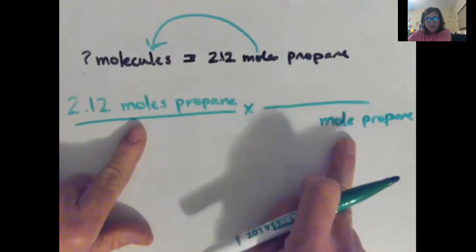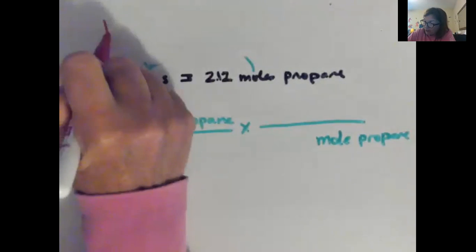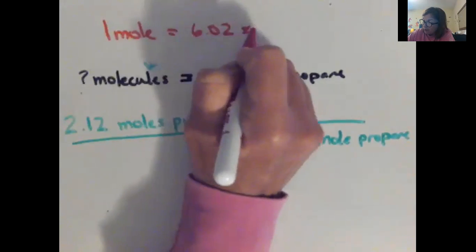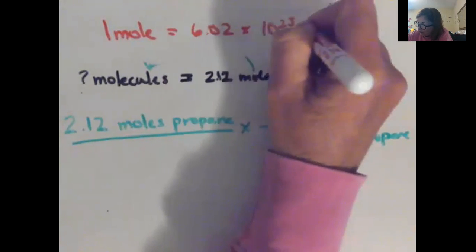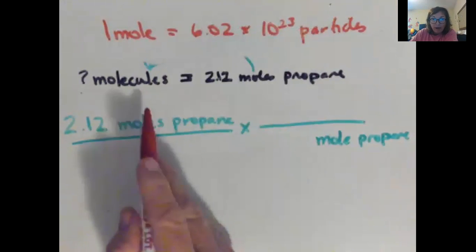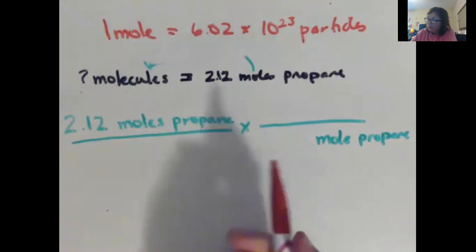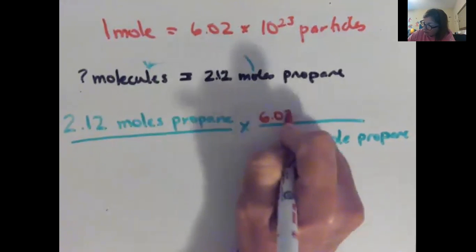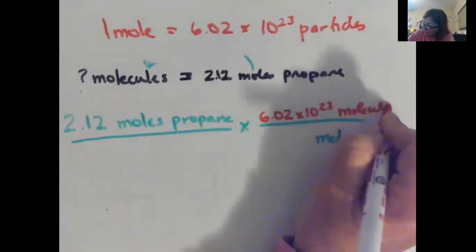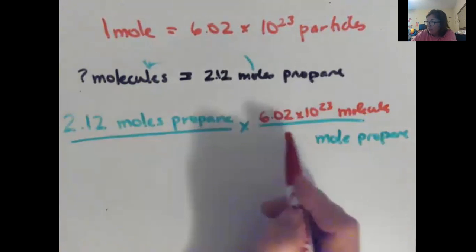Now you have to remember, what's our conversion factor here? Our conversion factor is this. 1 mole of anything equals 6.02 times 10 to the 23rd particles. Now remember, that particle could be molecules, it could be ions, it could be formula units. In this case, it's molecules. So we're going to write down 6.02 times 10 to the 23rd molecules equals 1 mole. This is an equivalent statement, guys. These are exactly the same.